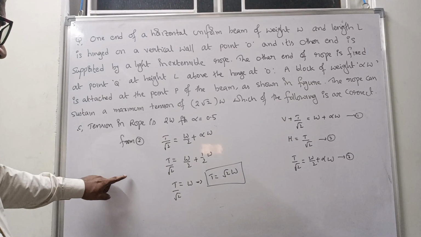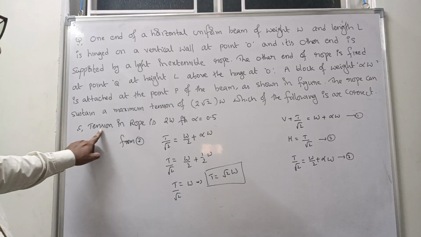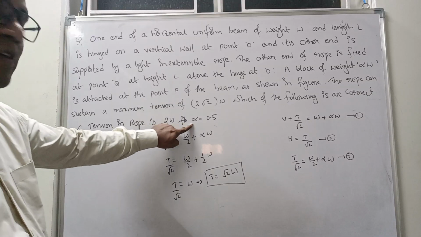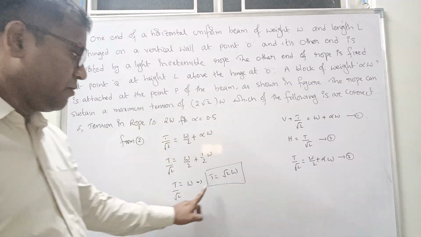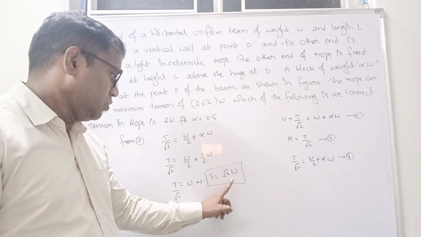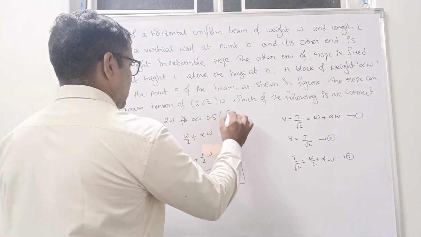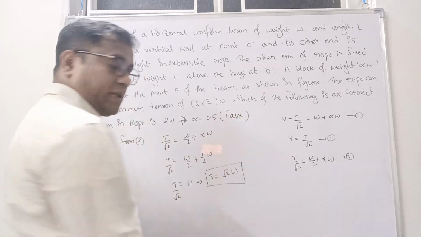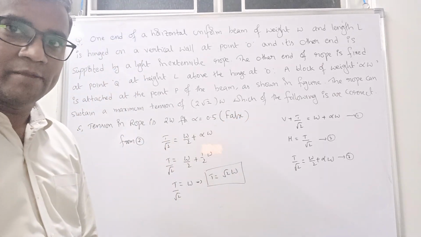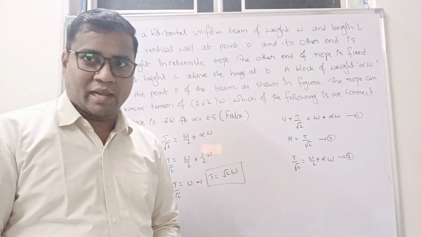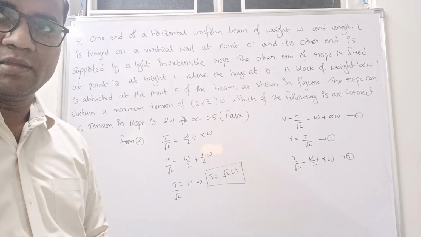But what is he saying? He's saying that tension in the rope is 2W for alpha is 0.5. But how much did we get? We got T is equal to root 2 W. So which is the wrong option. So this one is a false statement. Right? I hope you are understanding. So now we'll go with the last statement.